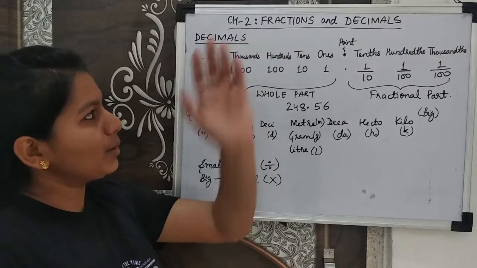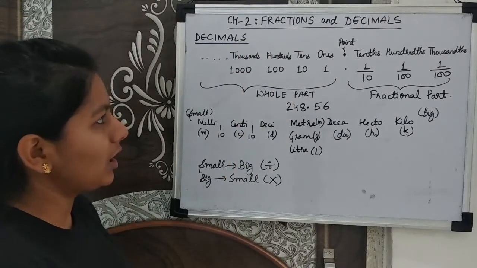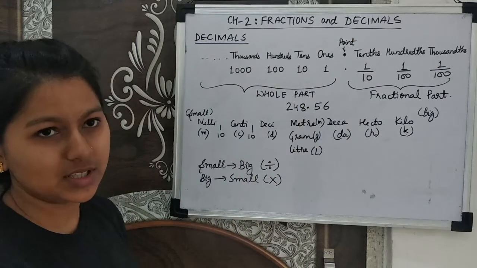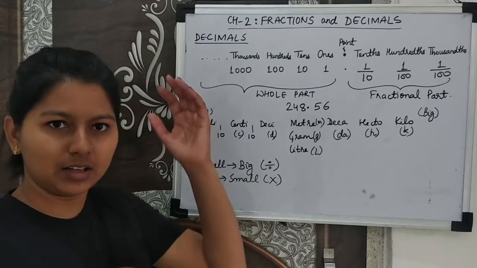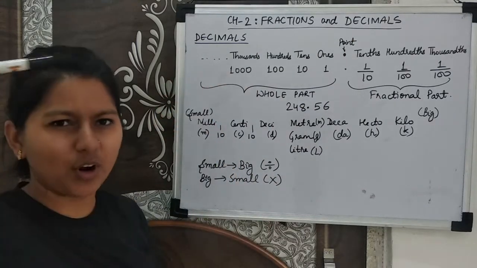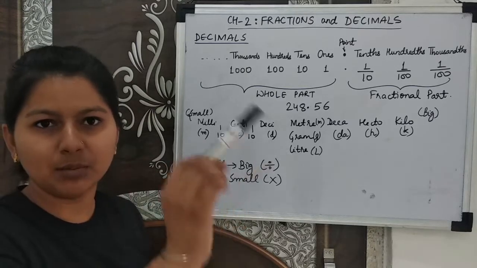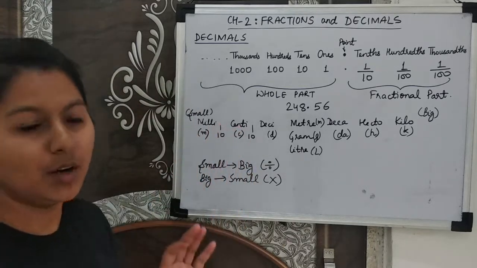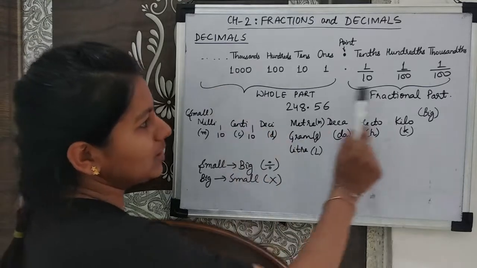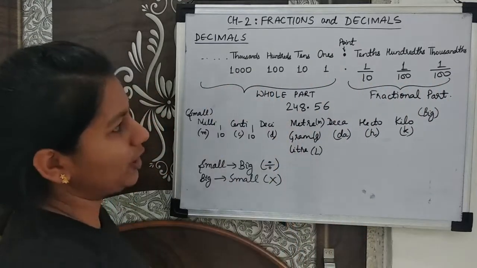We have discussed all about fractions. Now we are going to start our next, that is decimals. Decimals, while listening to this word decimal only, a point comes in your mind. That decimal is there means definitely there will be a point. So this is the place value table I have made for decimal.